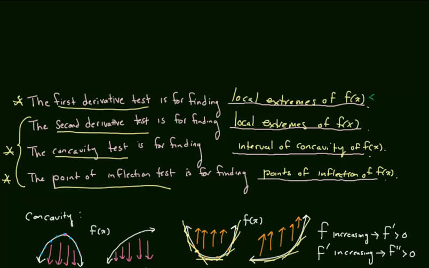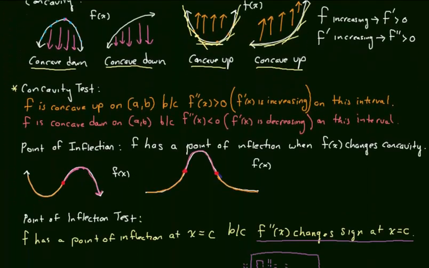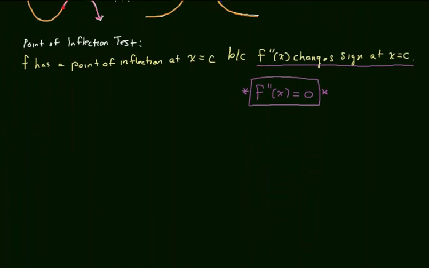These are used for finding the same exact thing. So whether we're using the first derivative test or we're using the second derivative test, both of these tests are used to find the same exact thing, which is the local extremes of f of x. They are different methods to find the same thing. Let's scroll to the bottom of the page to develop this theory further.